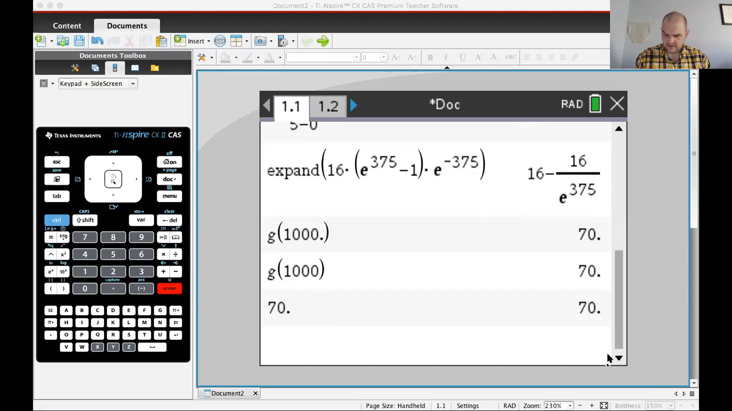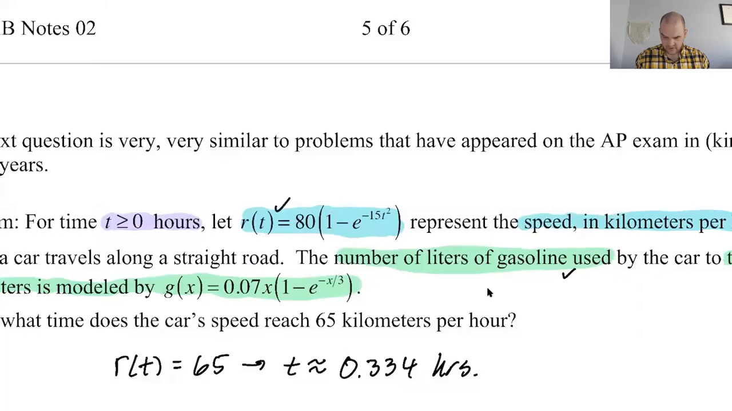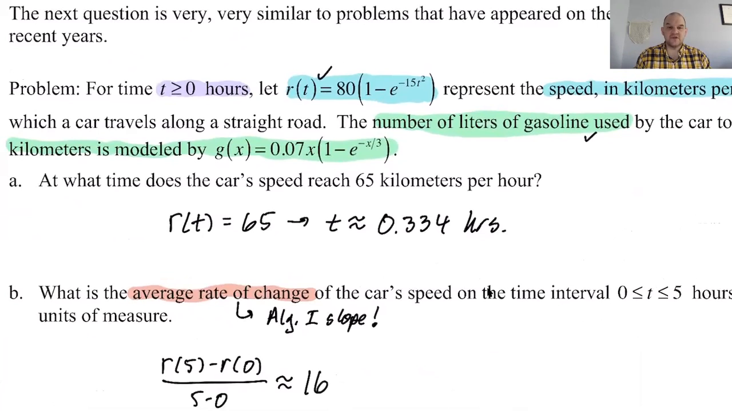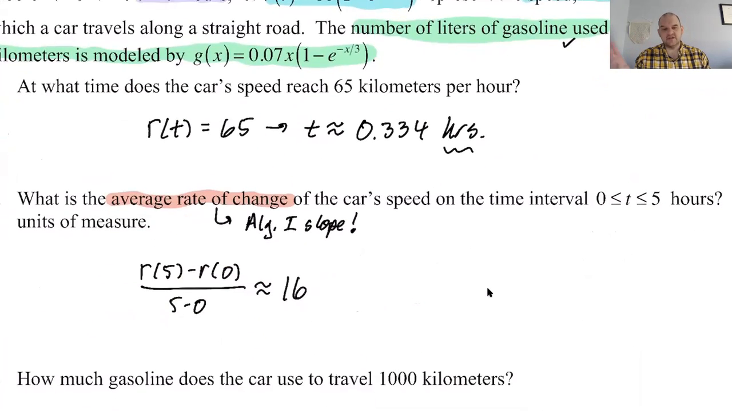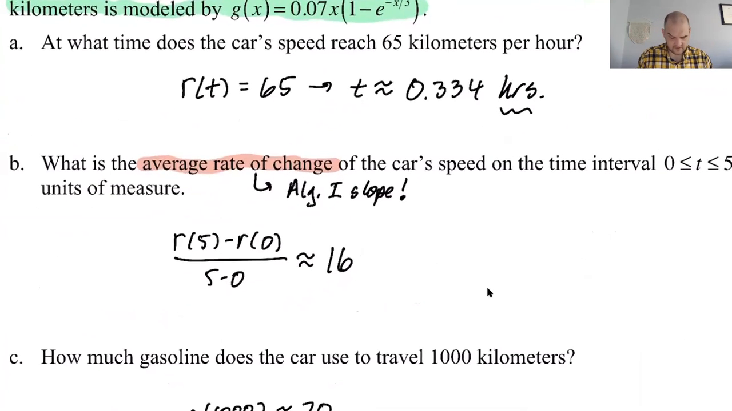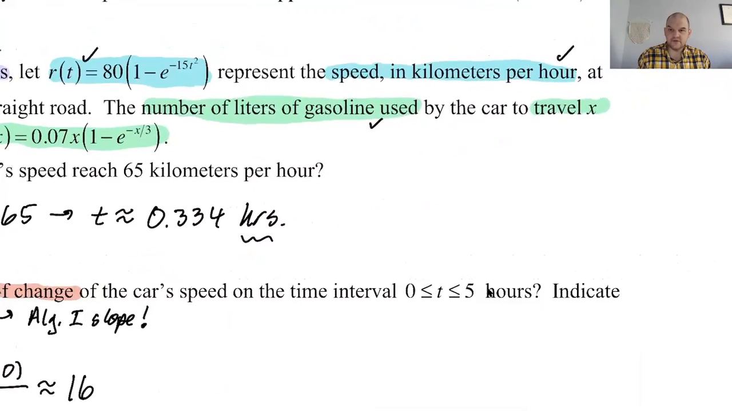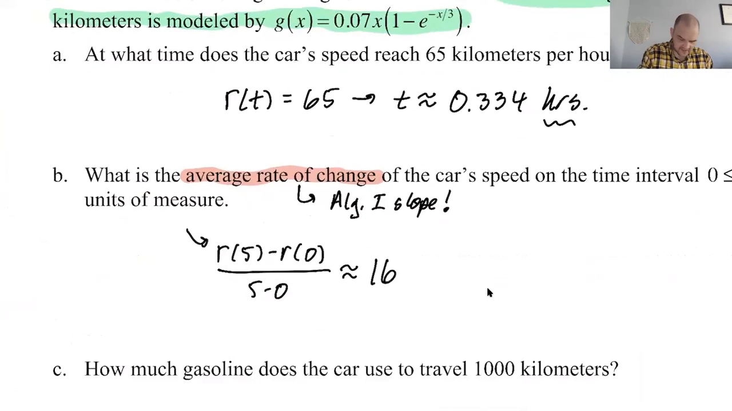Whoa. I accidentally scrolled like 5 pages when I did that. Okay, so at what time? So time is measured in hours in this problem, which is why I decided to go with hours on my units here, which makes sense. Average rate of change: you're going to get the units of the function divided by the units of the input of the function, right? So if R of t is in kilometers per hour, right? So I put a check mark there, but my face was in the way. So this is in kilometers per hour. And then t is measured in hours.